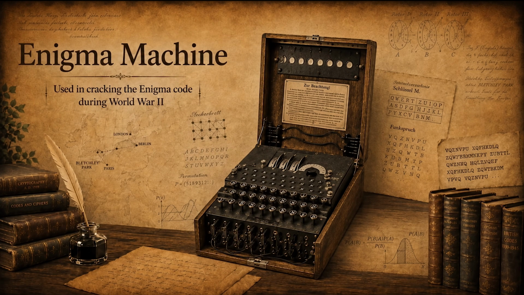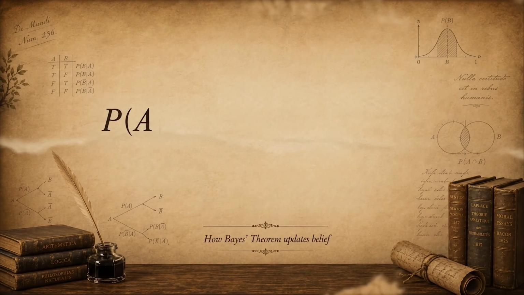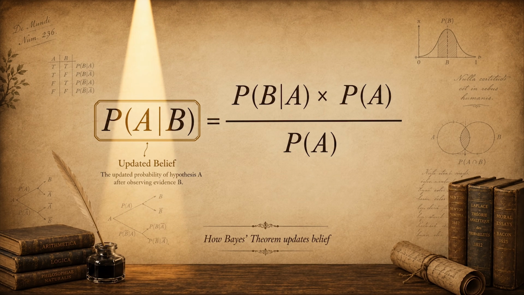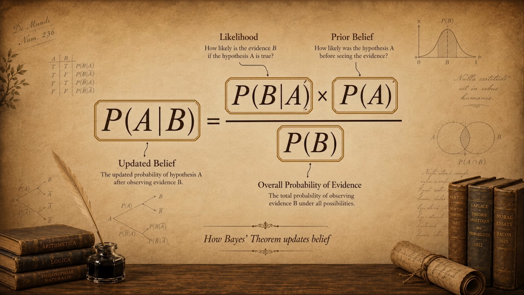Back then, it helped crack the Nazi Enigma code during World War II, and Bayesian reasoning remains an important part of modern artificial intelligence. It basically goes like this. In simple terms, start with what you believed before. Multiply it by how compatible the new evidence is with that belief. Then divide it by the overall probability of seeing that evidence anyway.